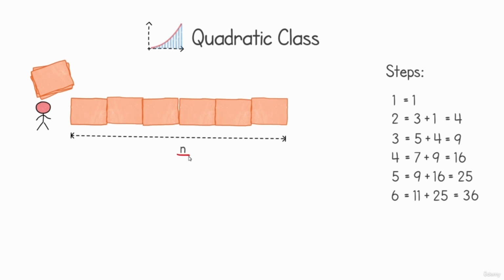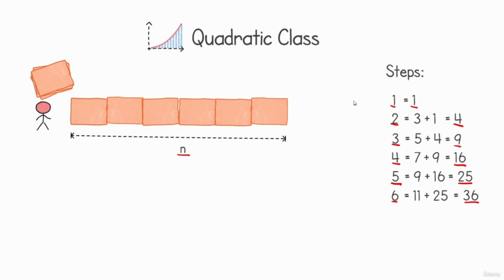Let's try to solve it for the general case. Let's first start by trying to find a pattern. So for 1 meter, if you notice over here, we had 1 step. For 2 meters, we had 4 steps. For 3 meters, we had 9, for 4, 16, for 5, 25, and for 6, 36. Does this remind you of anything? If it doesn't, don't worry, I will explain further.